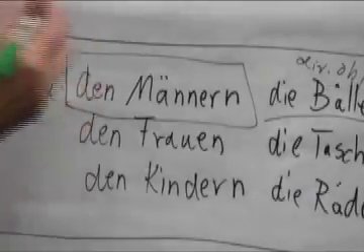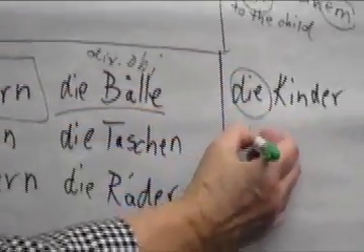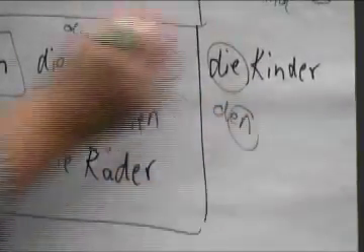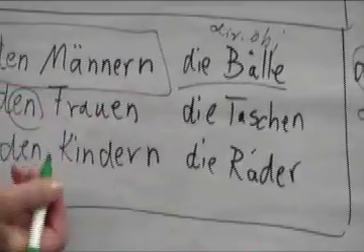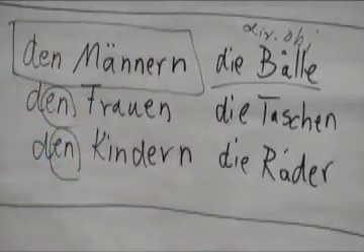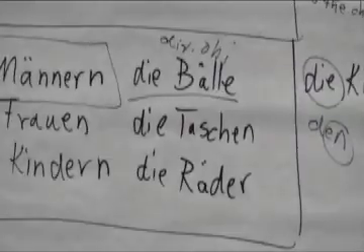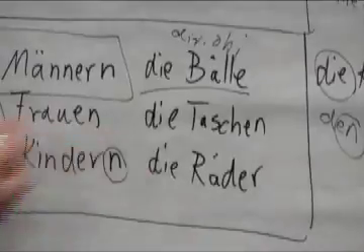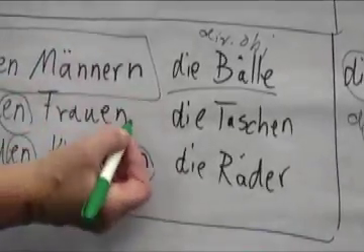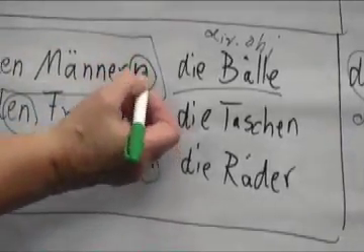All right, so what happens to the original die word in the plural? It changes to den. If you have the women, it changes to den. To the children, it changes to den. Now, if you notice, I wrote down the plural for die Kinder. What happens when we put it in the indirect object plural? Kinder adds an N. Frauen has an N already on the plural. Männer also adds an N.